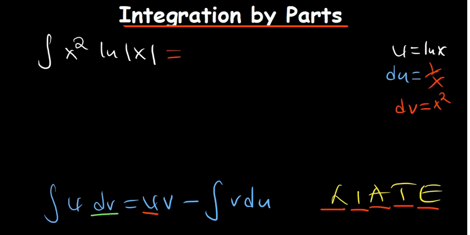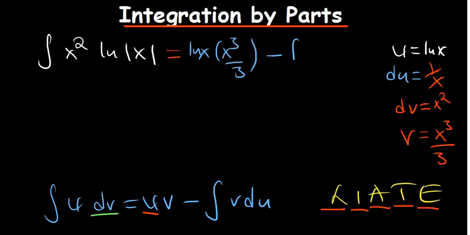And then what's the integral of x squared? So add the 1 and divide by that. So our v becomes x to the power 3 over 3. We can now substitute. So we have uv. For our u we have natural log of x, our v is x to the power 3 divided by 3, and then minus the integral of our v, which is x to the power 3 over 3, and then our du is just 1 over x.